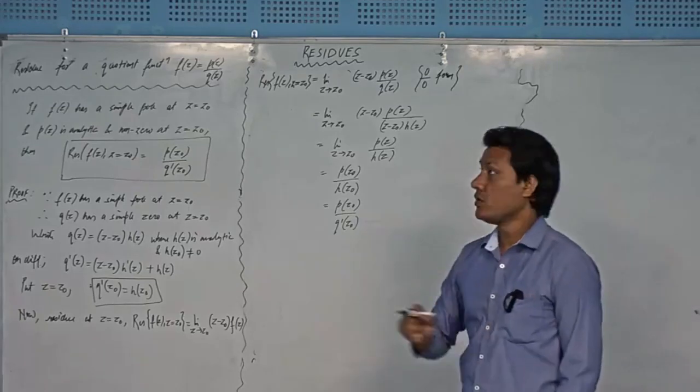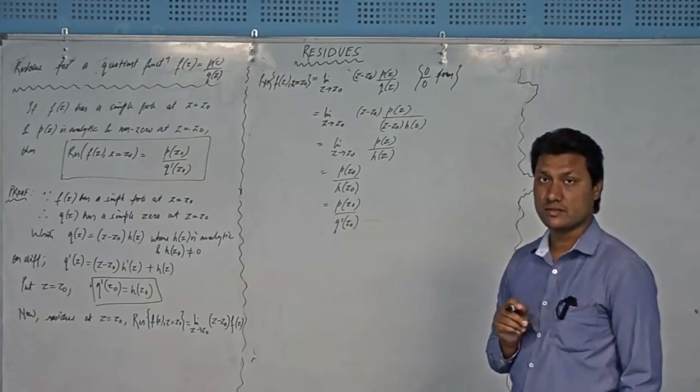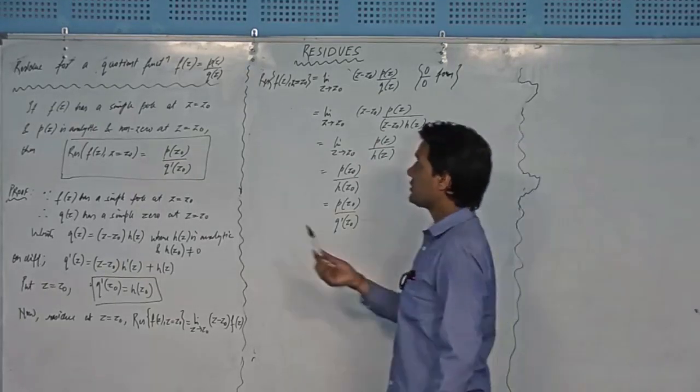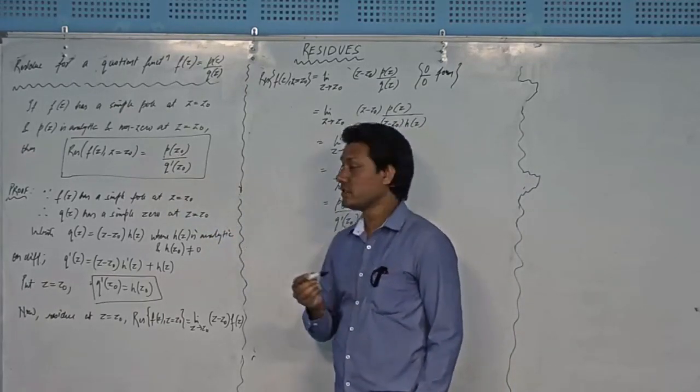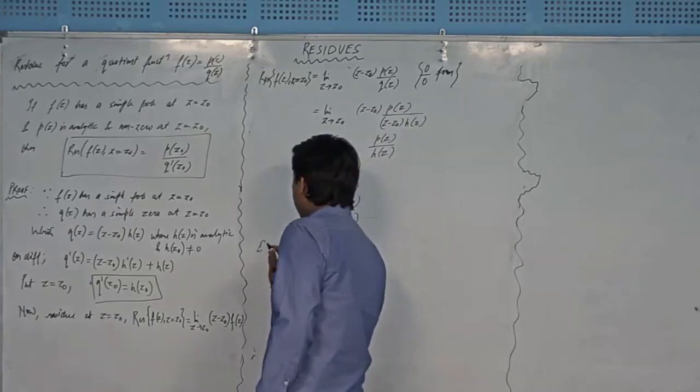So this is the formula for the residue at z equal to z naught, if z naught is a simple pole of some quotient function like this. This formula is very simple. You just plug your z naught in the numerator, differentiate the denominator, and plug that value. I will exhibit a small example here.